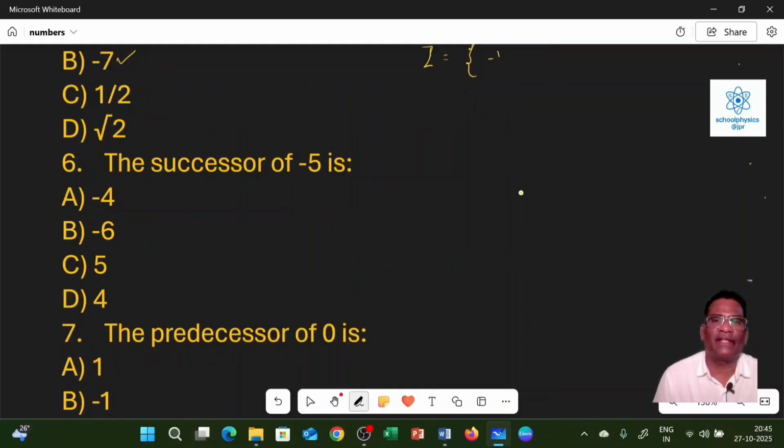The successor of minus 5 is... just observe the number line: 0, minus 1, minus 2, minus 3, minus 4, minus 5. The successor of minus 5 means the next greater number, the immediate greater number of minus 5, which is minus 4. So the answer is minus 4.